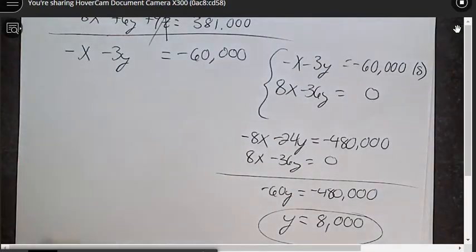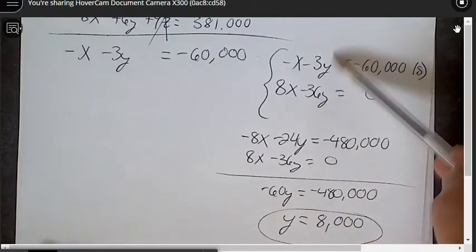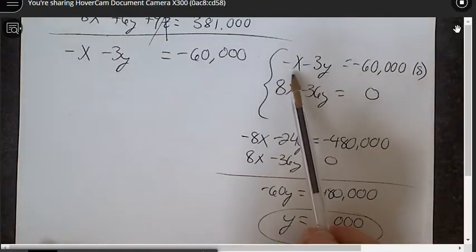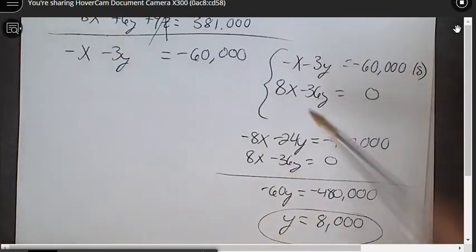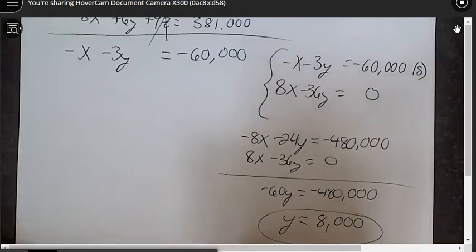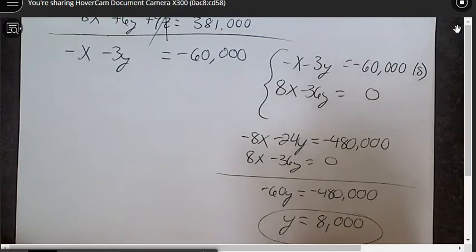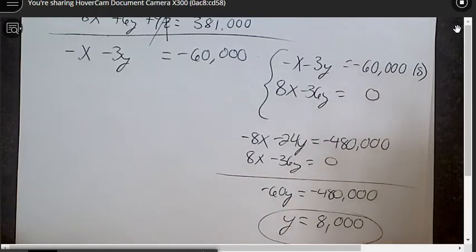Okay, and then same thing as before. Now you can go back from this equation and plug it back into either one of these two. I would say this would be the easier one to plug in. Now, well, that's a coin toss. Either one here in this case is going to be fairly easy. So we'll go negative X minus 3 times 8,000 equals negative 60,000.